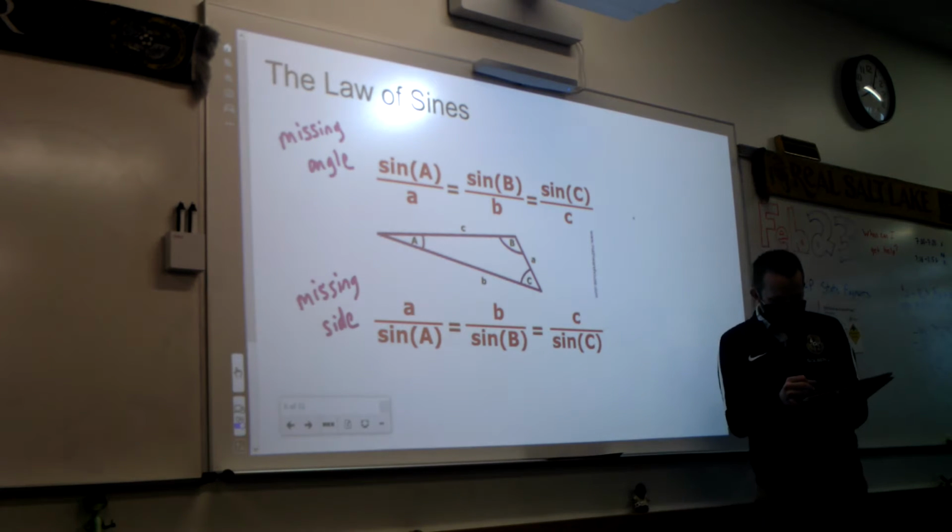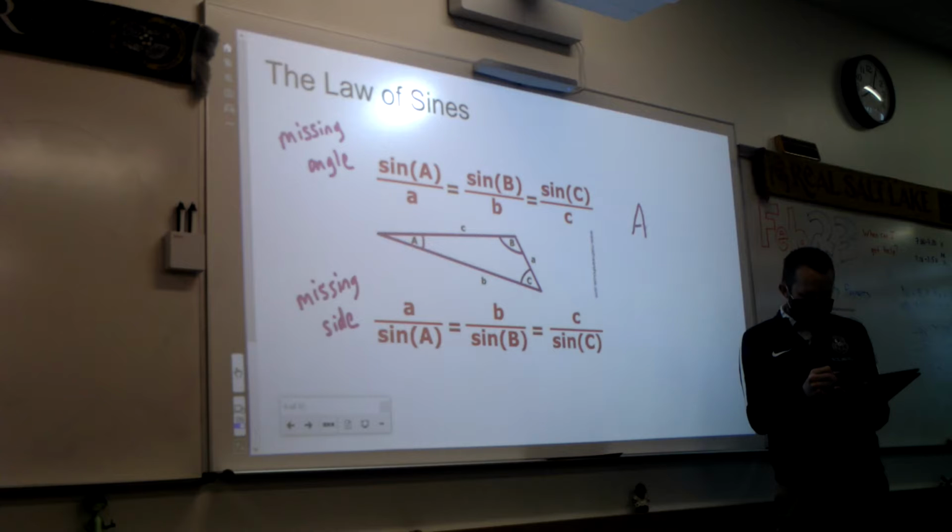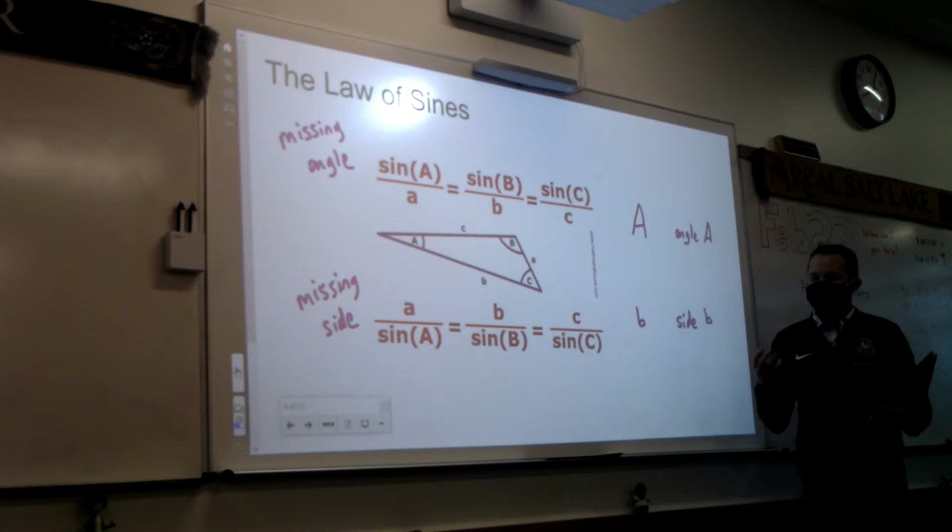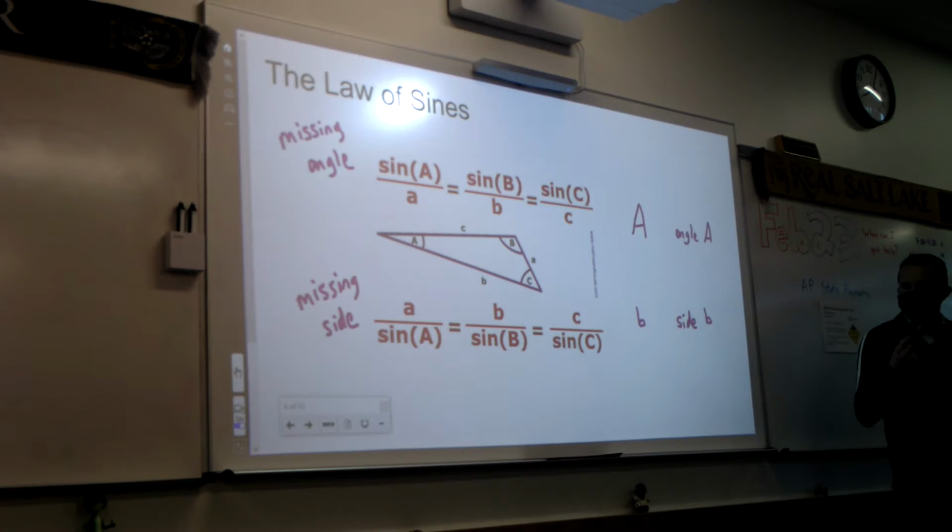So just remember that if it's capitalized like this, that means angle A. But if it's lowercase like this, then that's referring to side B. And just remember that letters are always across from each other, okay? Alright, let me show you some examples of how we're going to use this.